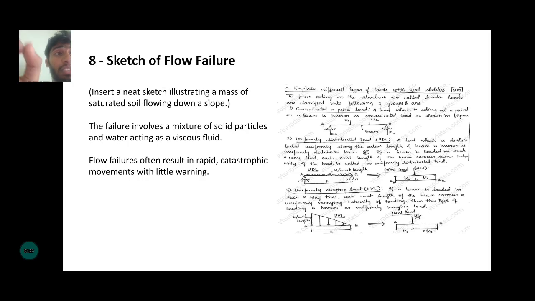The forces acting on a structure are called loads. Loads are classified into two types: concentrated or point load, and uniformly distributed load. A load which is acting on a point on a beam is known as a point load. A load which is distributed uniformly along the entire length of a beam, or a beam loaded in such a way that each unit length of the beam carries the same intensity of load, is called a uniformly distributed load.